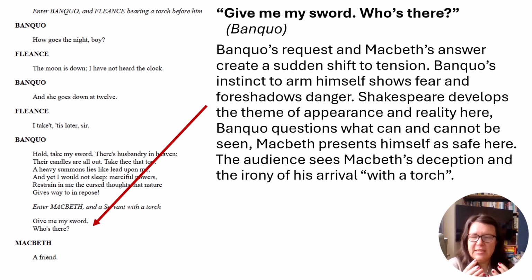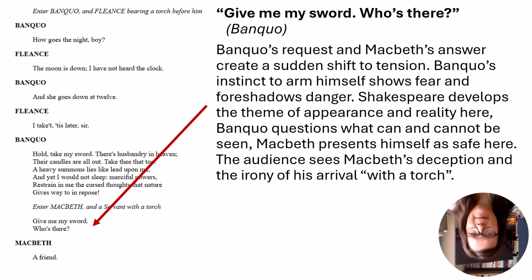We have this theme of appearance and reality here when Macbeth responds with "a friend," because Banquo is questioning what can and can't be seen, what can and can't be trusted: who's there, give me my sword. Macbeth presents himself as being safe here, and we see the irony of his deception and the fact that he is the one that arrives with the light, with the torch. And again, Shakespeare is playing with that narrative of appearance versus reality.